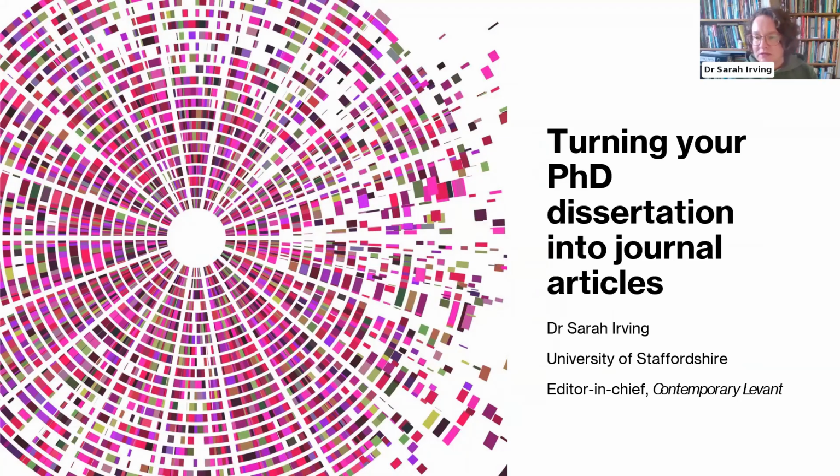Okay, so this is very much a session that is about academic skills. I'm going to give an outline of some of the things that need to be thought about if you're looking at turning parts of your dissertation into journal articles or indeed book chapters. I'm also going to talk about some of the pitfalls and the problems to avoid.